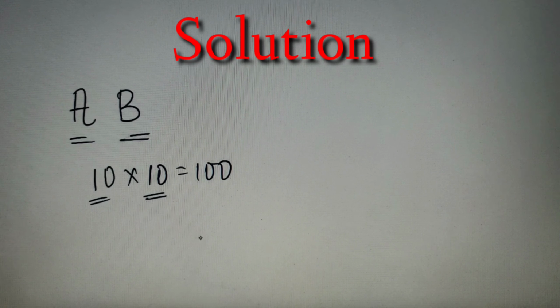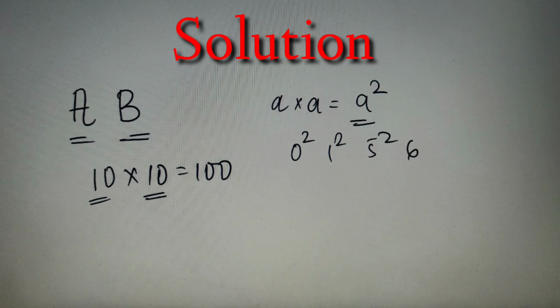Now if you read the question carefully, you'll find that we are taking the same unit digit for A and B, and we have to find how many such cases are there, such that if we multiply a number A into itself, we'll get the same unit digit as A. So that is possible for only four cases, that is for 0 square, 1 square, 5 square and 6 square.